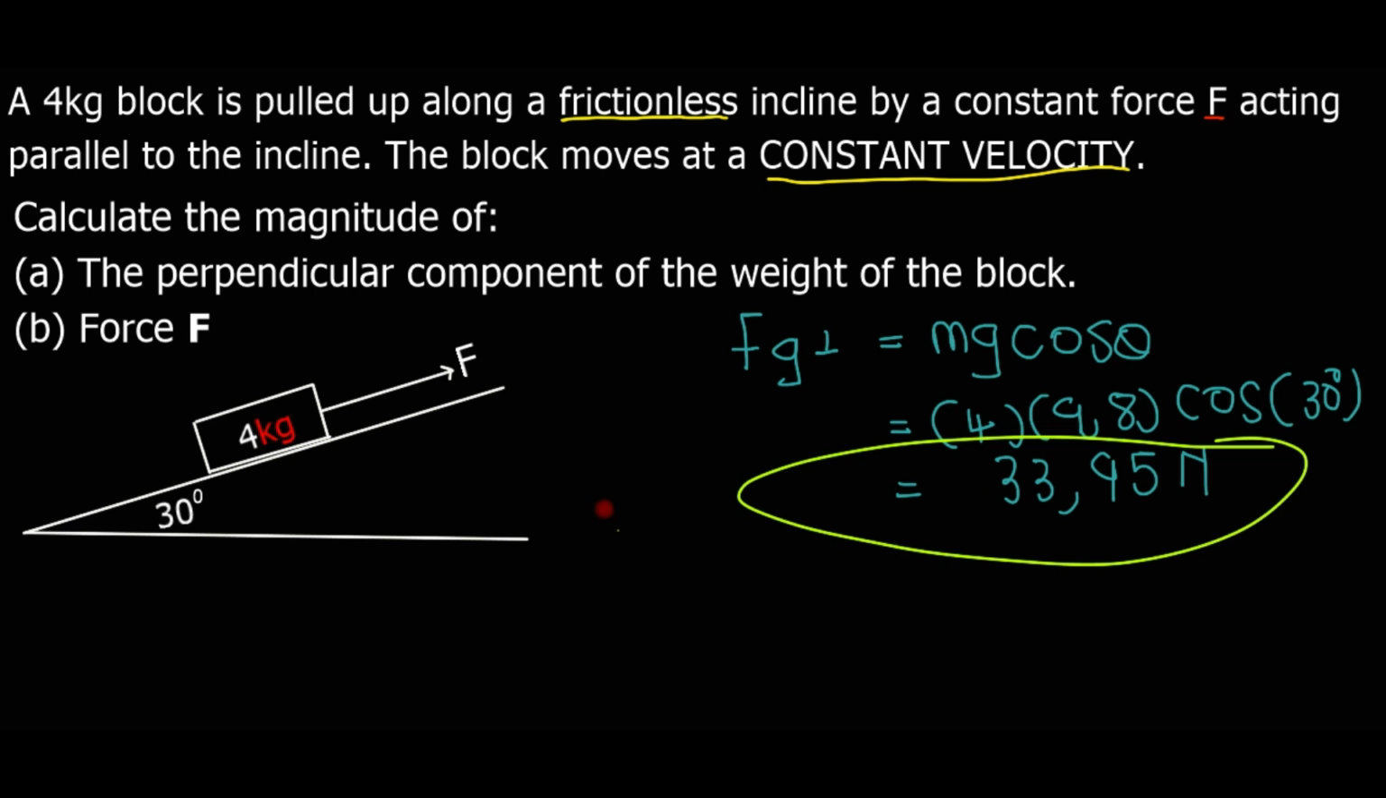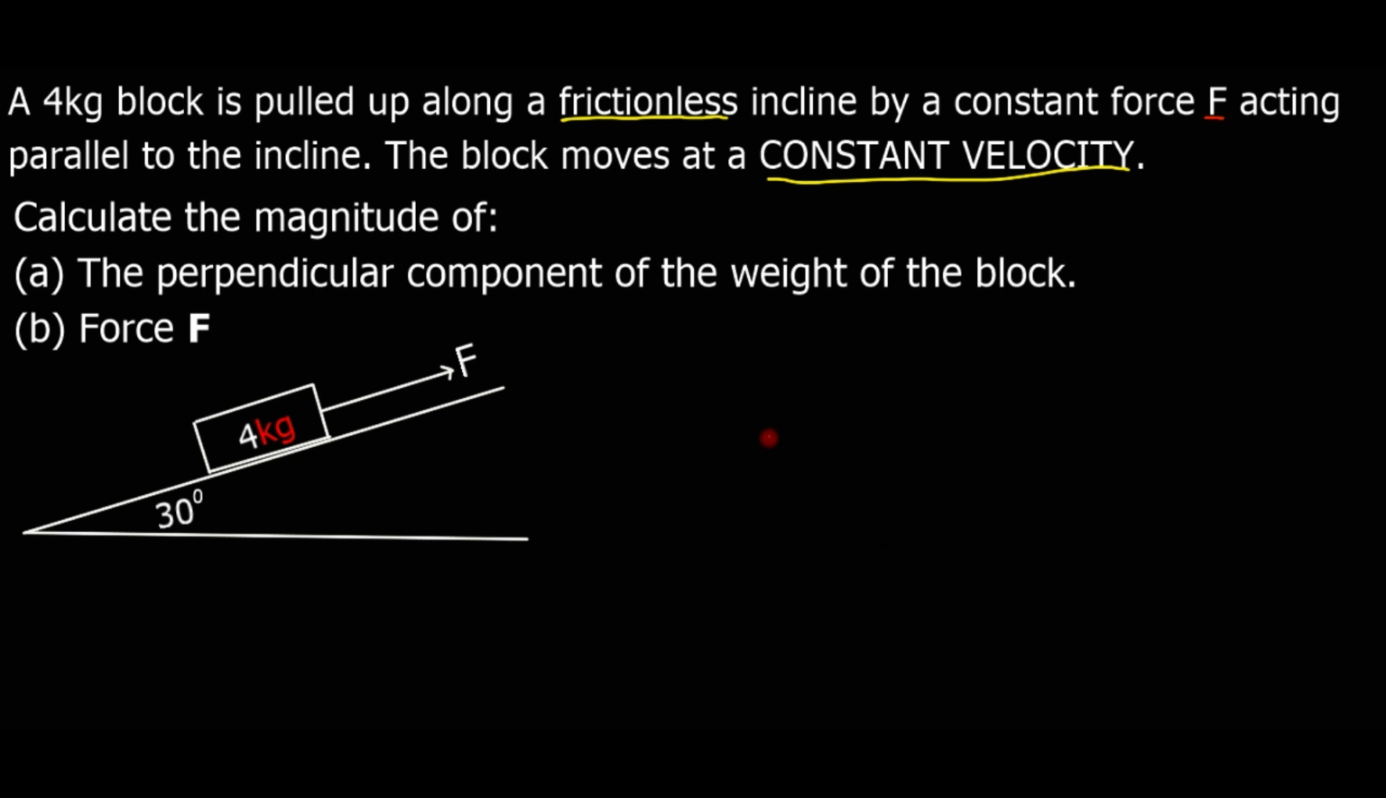And now let's look at the part B question. For part B, we need to calculate the force, because this object is being pulled up by a certain force. So we need that force. We will do it in this way. We will use the fact that we have constant velocity. We say F net is equal to ma, and because this object is moving at constant velocity, our acceleration is 0.